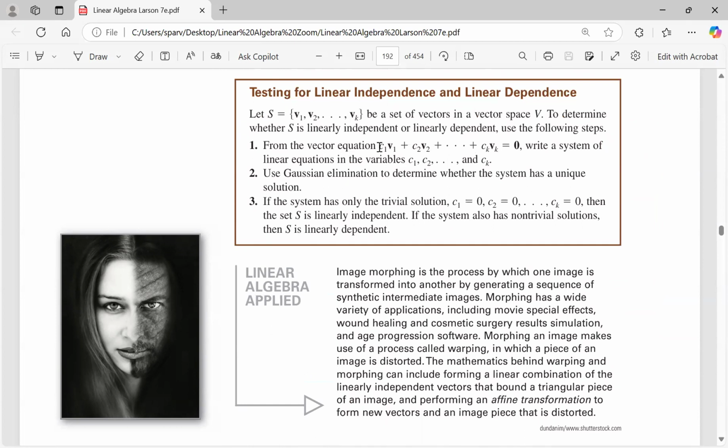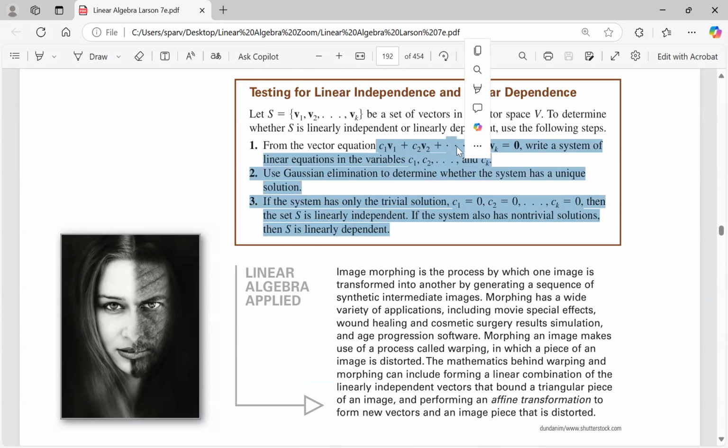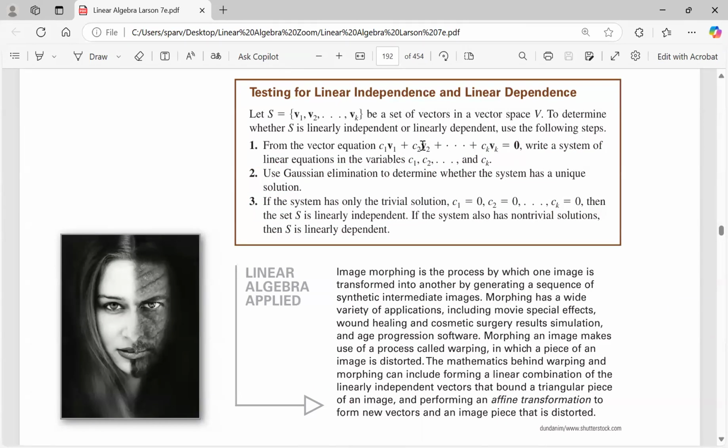To determine whether the set of vectors is linearly independent or dependent, we have to follow these steps. Form the vector equation, which I did in all my examples. This is what we did. Form the vector equation and write a system of linear equations in the variables C1 to Ck. Use Gaussian elimination to determine whether the system has a unique solution. If the system has only the trivial solution, then it is linearly independent. If the system also has a non-trivial solution, then it's dependent.